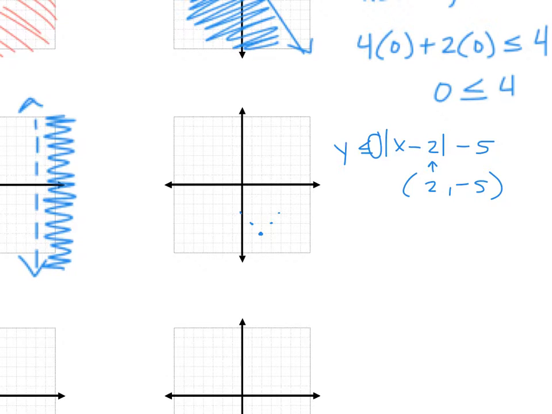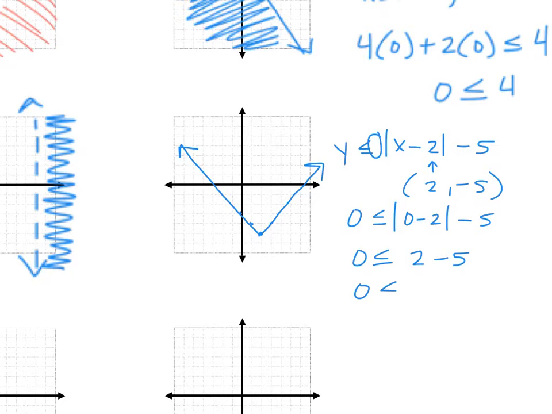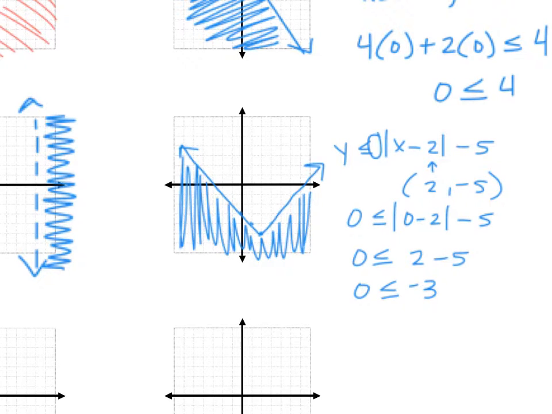Is this solid or dotted? Solid. It's got the equal to. Okay? So if you plug in 0, 0, is 0 less than or equal to the absolute value of 0 minus 2, minus 5? 0 minus 2 is a negative 2, but you're taking the absolute value. So 0 is less than or equal to 2 minus 5. Is 0 less than or equal to negative 3? False. No. So 0, 0 doesn't work. So you don't want to shade in the V. You want to shade the opposite side of the V. Okay?